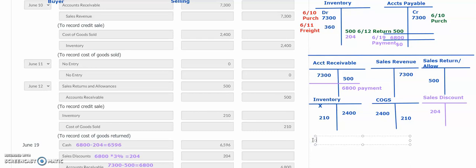And what we're going to be reporting in our net sales on the income statement is going to be our sales revenue minus our sales returns or allowances minus our sales discount.